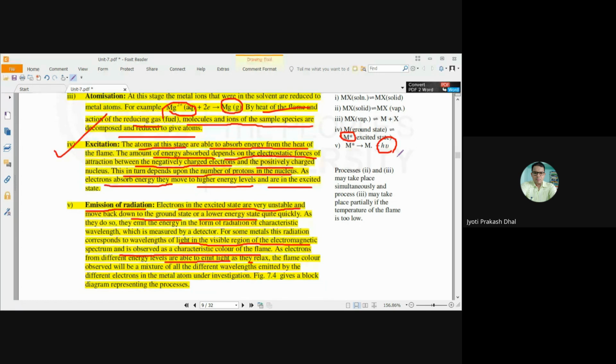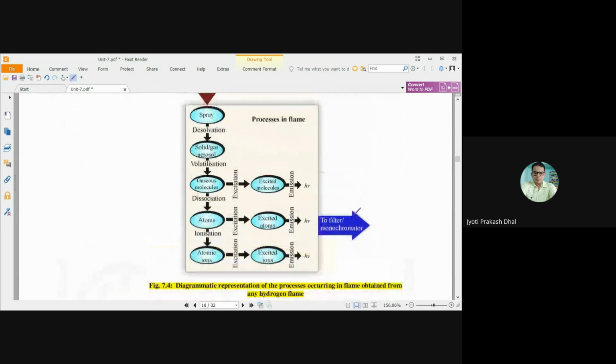By analyzing the wavelength or frequency of the emitted radiation, we can find out which type of atoms are present in the solution. Similarly, by analyzing the intensity of the emission spectra, we can also quantitatively determine the concentration of the metal atoms or ions present in the sample. So this is the schematic diagram of the flame photometric method.